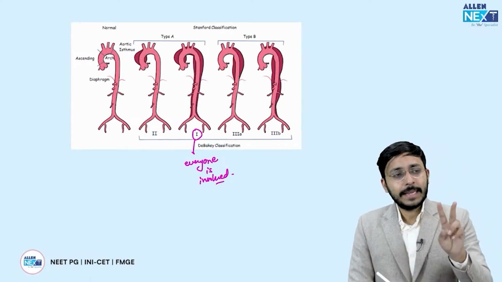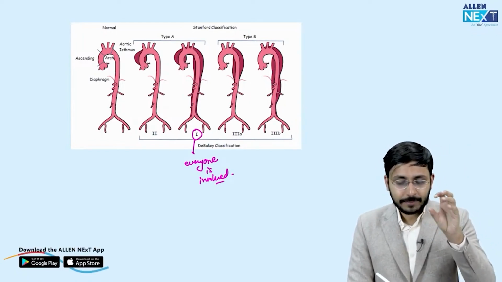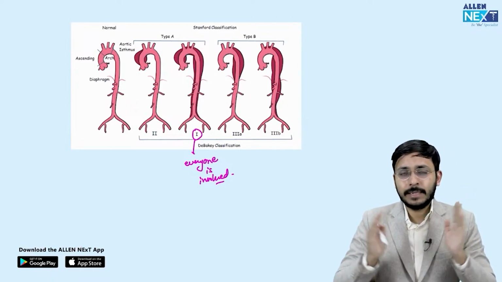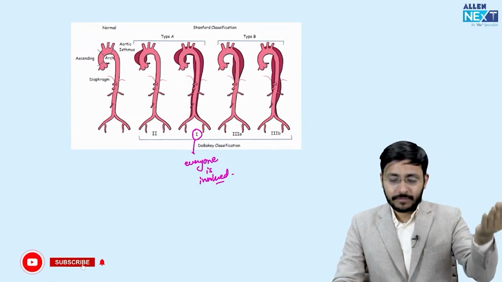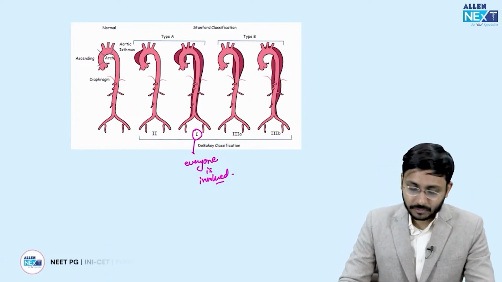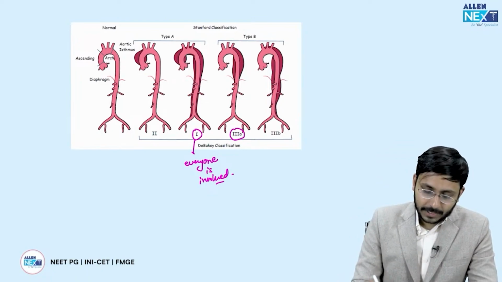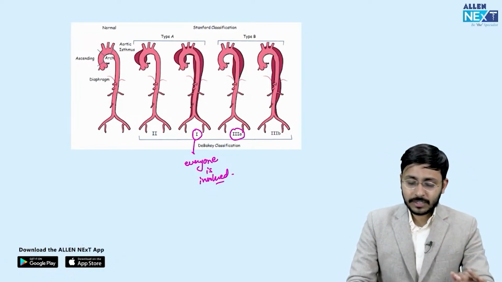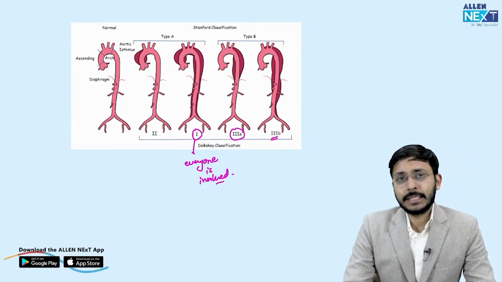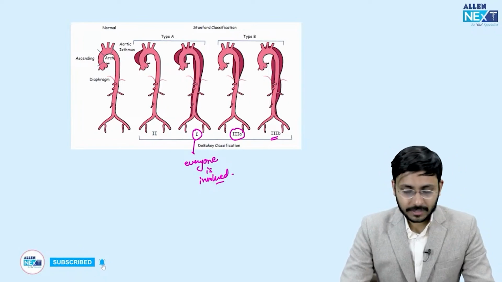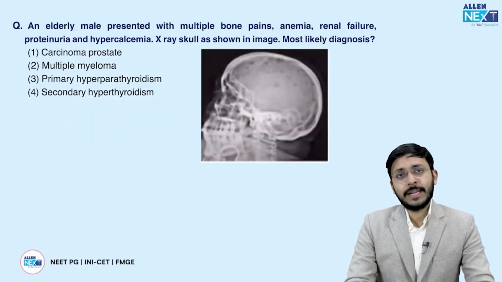Now coming to Stanford type B. So type B will divide into A and B. DeBakey A and B. So A is above the diaphragm. That is only the part of aorta which is above the diaphragm is involved. That will be DeBakey type 3A. And if both above and below are involved, this is DeBakey type 3B. So this was about your aortic dissection. Now let's move on to the next question.